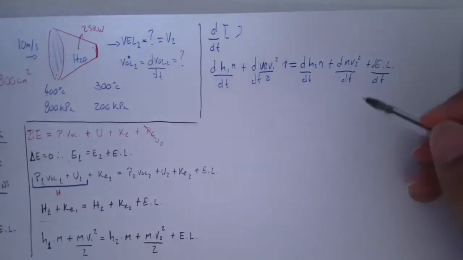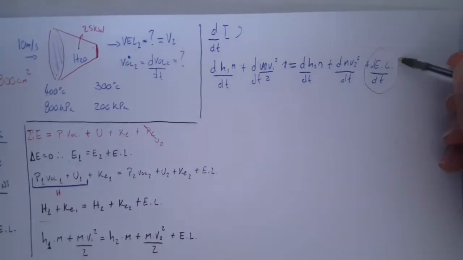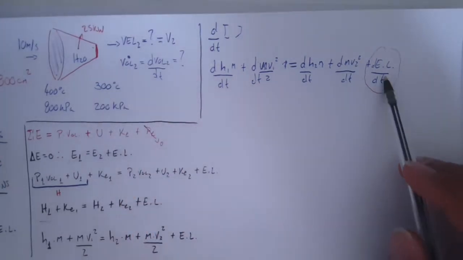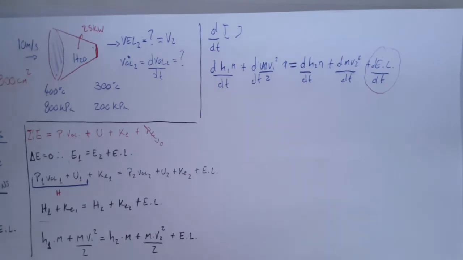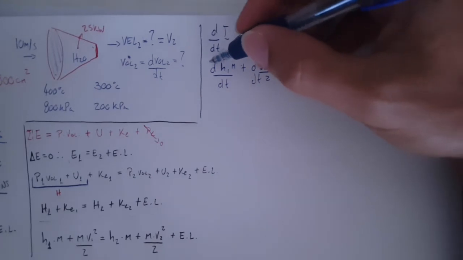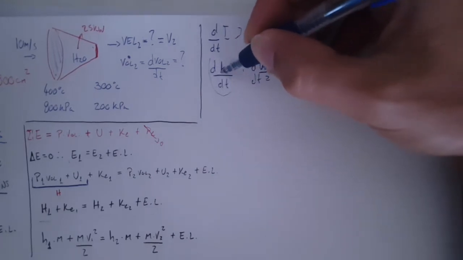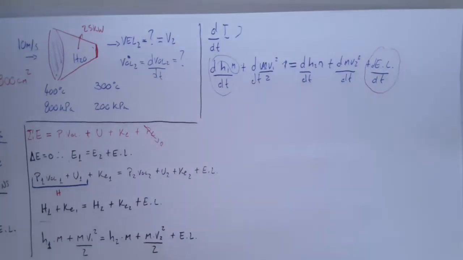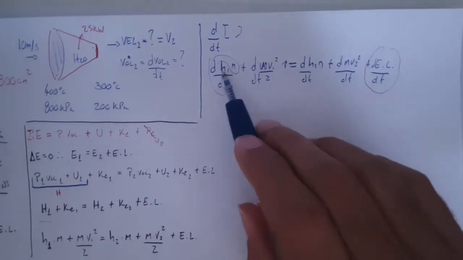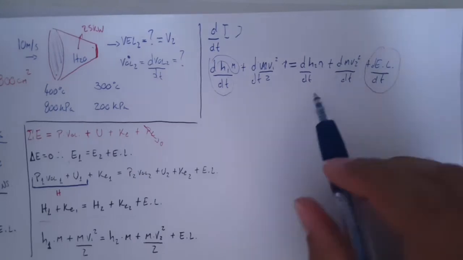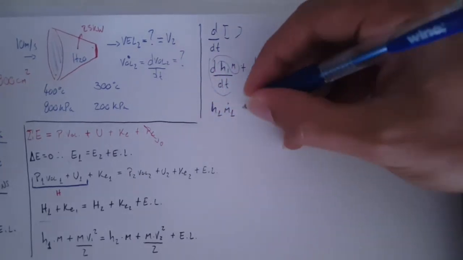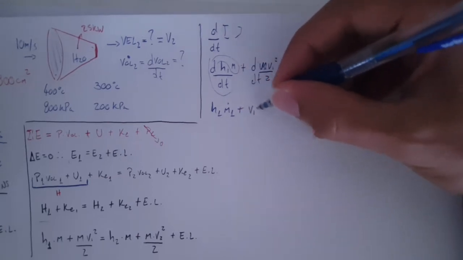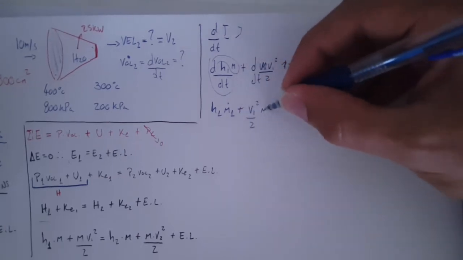The reason why I did this is because we have a power. The energy loss is given in the form of power, so now we can actually plug it in, because the rate of energy loss over time is the power lost, right? Awesome. Now, note that this term here is the mass flow rate. How the mass is changing with respect to time, that's the mass flow rate. So I can rewrite this whole thing. All these terms become h1 times the mass flow rate 1, plus v1 squared over 2 times the mass flow rate 1.